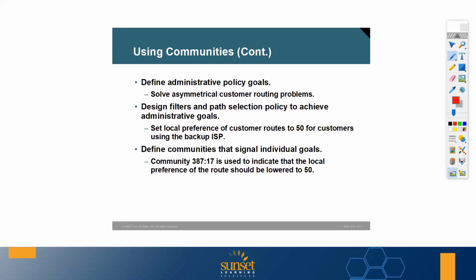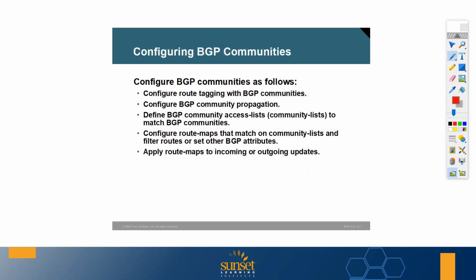We're going to define communities that actually signal those goals. We're going to use a community string of 387:17 to indicate that the local preference of the route should be lowered to 50. As I set the community string, at some point the service provider is going to have to interpret that community string, and that's where it's going to match a route map. If it has this community string, set this particular attribute in BGP.